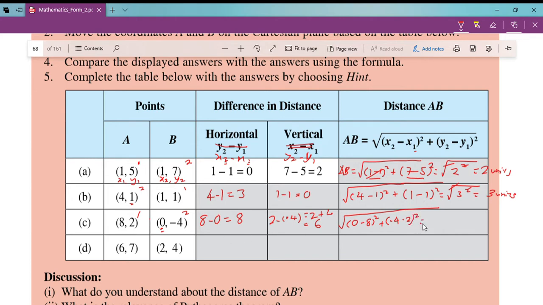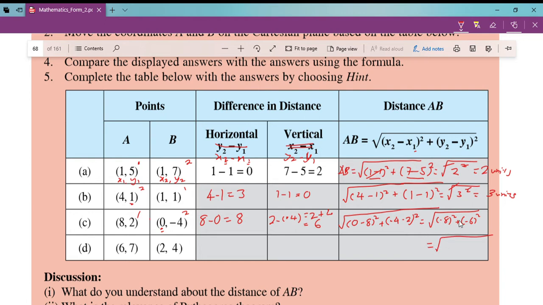So you will get square root of 0 minus negative 8 squared. You will get negative 8 in bracket squared, plus negative 4 minus 2, you will get negative 6 squared. Again, we use the space here because behind there is not enough space. So you get square root. Please press your calculator, negative 8, but make sure you put bracket.